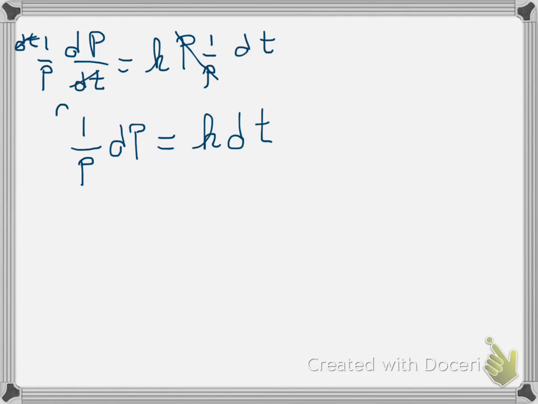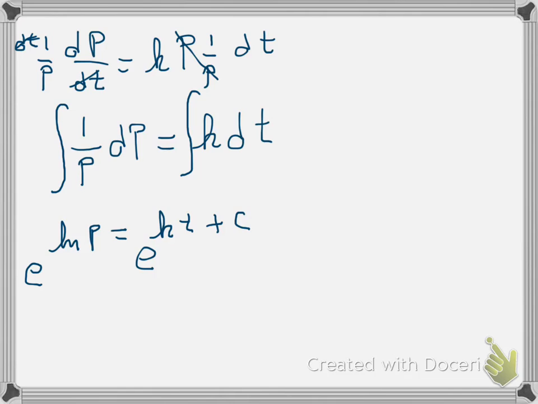And now it's time to integrate. The antiderivative of 1 over P is the natural log of P. Antiderivative of k dt is kt plus C. Because remember, k is just a constant. It's a number, like 7 or something like that. So now, we don't really want to know what the natural log of P is. We want to know what P is. So to get rid of this natural log, I can exponentiate on each side. And that gives me P equals e to the kt plus C.